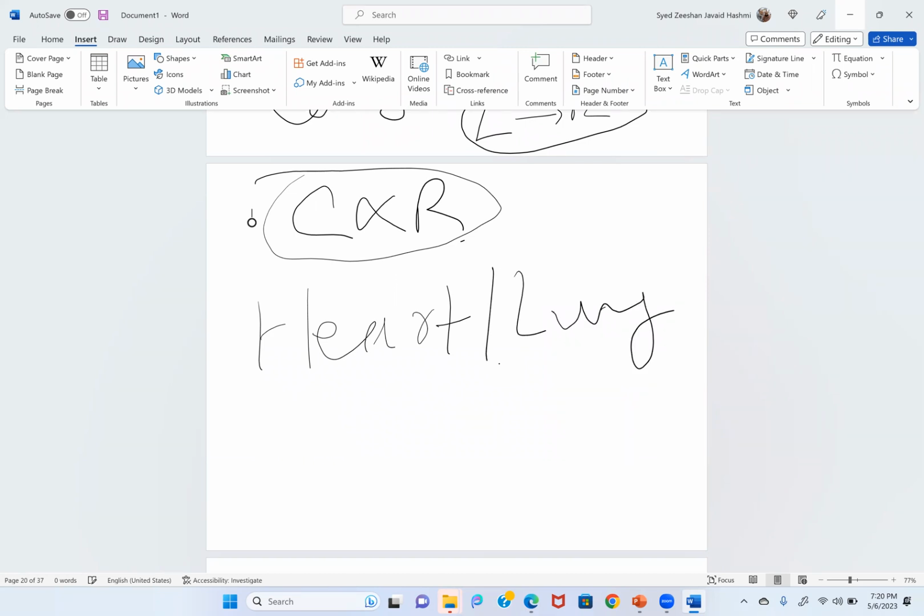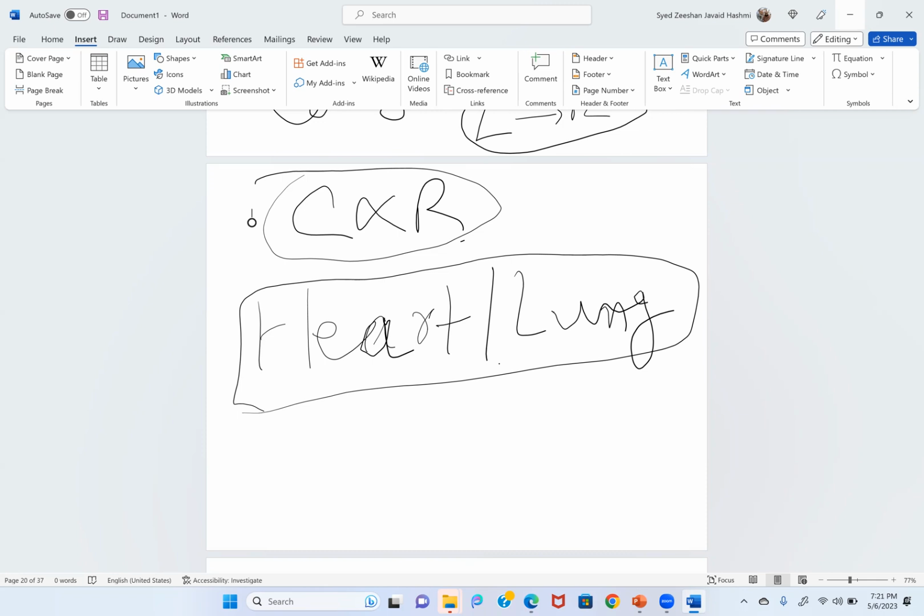Okay, because they are working in coordination, and even the symptoms or signs are a number of times correlated with each other. Similarly, if we think about chest X-ray, a number of findings will be correlating with the heart function as well as lung function.